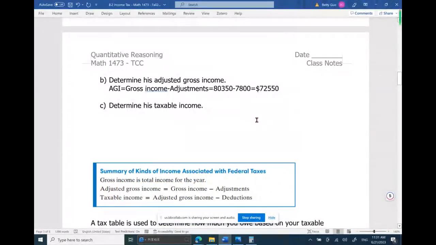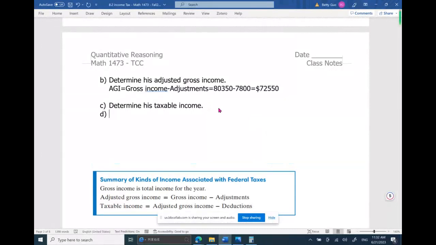Part C, we need to determine the taxable income for Angelo. Taxable income equals AGI minus, this is my formula, the maximum between itemized deduction and standard deduction.